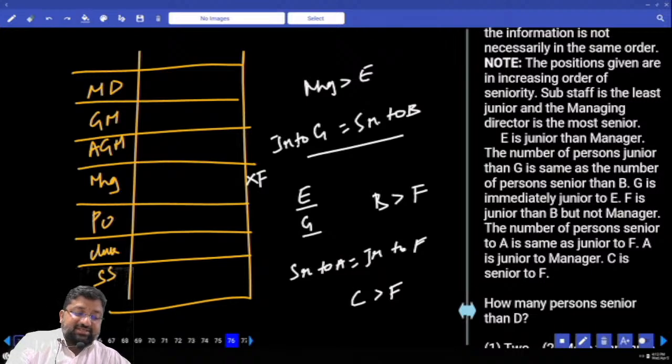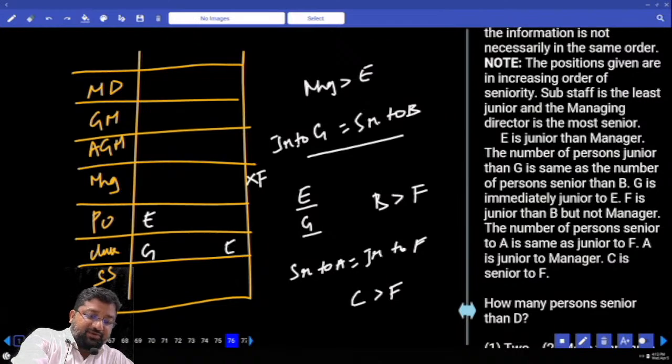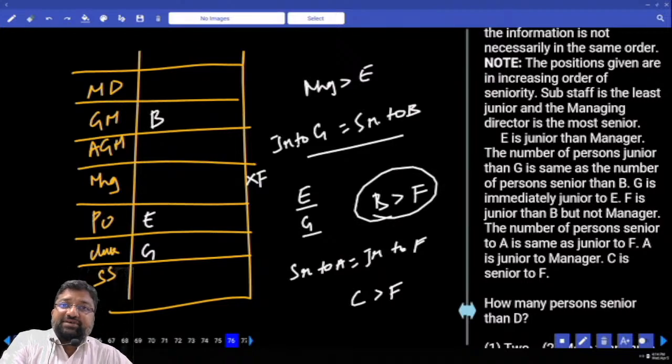E's position is after the manager. E is here, then automatically G is here. Or I can go for E here and G here. How many possibilities? 2. But let me check one first. E and G. E is PO, G is clerk. So junior to G, senior to B. This is done. After B only it should be F.